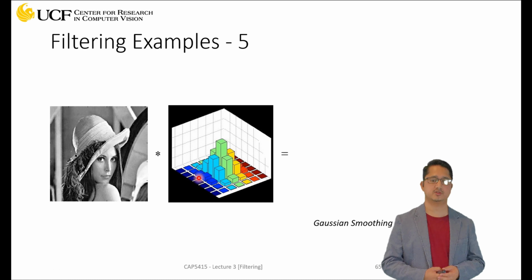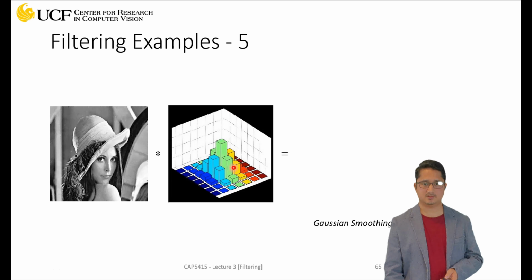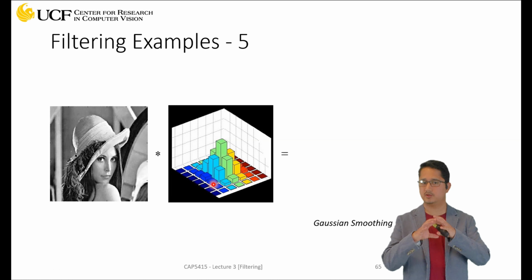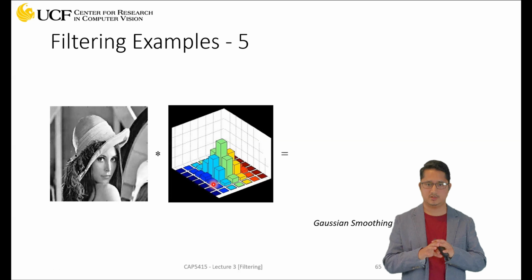Let's talk about Gaussian smoothing. So this is a Gaussian filter, and you can see that the center of the kernel is pretty high. And as you move towards the neighborhood, the values are going down. So this resembles a Gaussian kernel, but it's a discrete form of the Gaussian function.